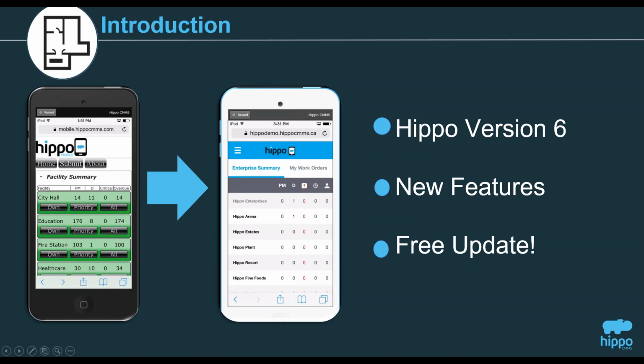If you are interested in updating to Hippo version 6, on your version 5 login page, there's a link to a short webinar that'll explain to you some of the new features and the update process for Hippo version 6. Then you can also register for a time period when you do want to change over to a new system.